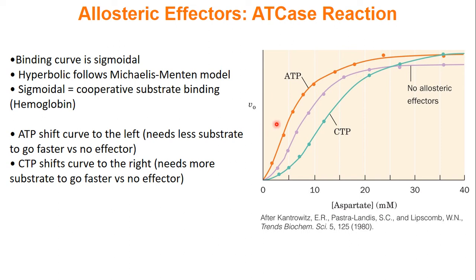Now, if we give ATCase ATP, our curve shifts to the left. That means our enzyme is speeding up, or it takes less substrate to go faster. While if we give ATCase CTP, this enzyme slows down. It takes more substrate now to go faster. So that's what we're talking about with activation, which is ATP, and inhibition, which is CTP.